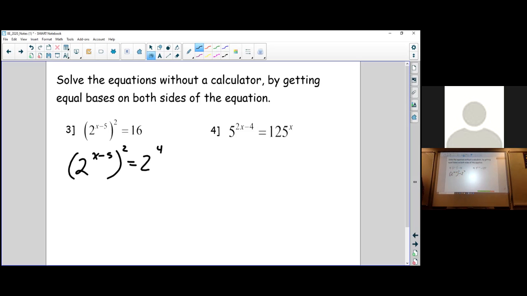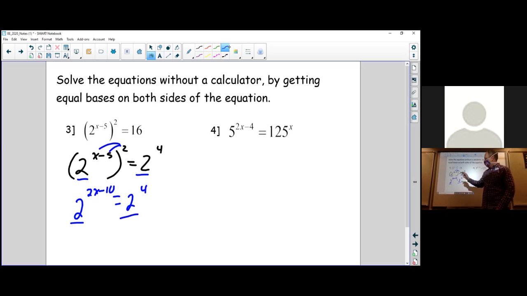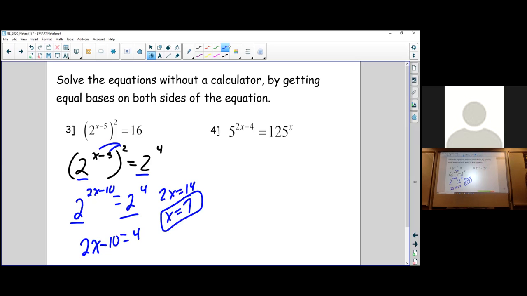Good so far? Now that I have like bases, I know that power to power means I'm going to multiply the exponents. So this is going to give me 2 to the 2x minus 10 equals 2 to the 4th. If I have the bases the same, I can just set the exponents equal and solve. So add 10, divide by 2. You solve that, x is equal to 7.